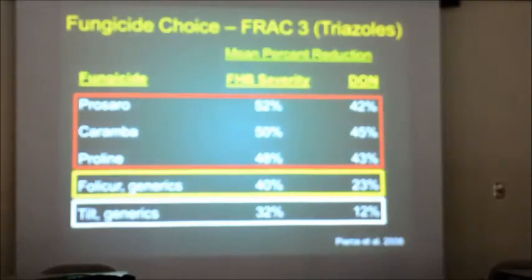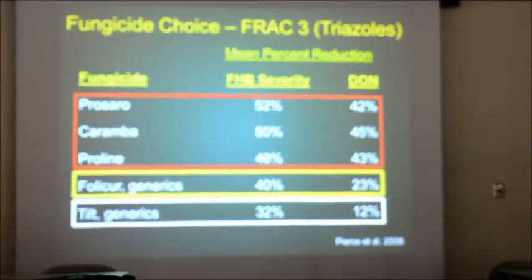And as far as Tilt and the generics, the propiconazole, the Bumper, I can't remember all the generics that are out there right now. They're really good foliar products. They're really great at that early season herbicide time and suppressing some of those diseases. But for scab, I don't put a lot of weight on them. There are definitely better chemistries out there within that triazole class that can help you.